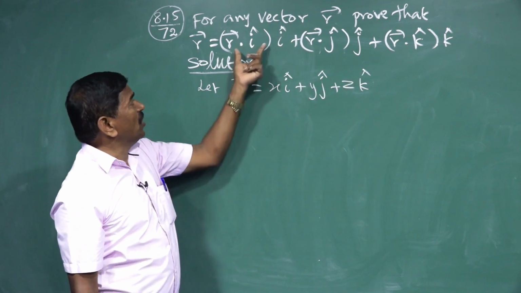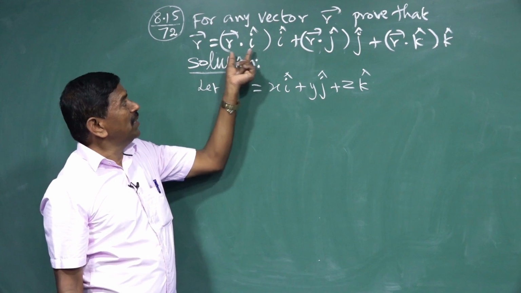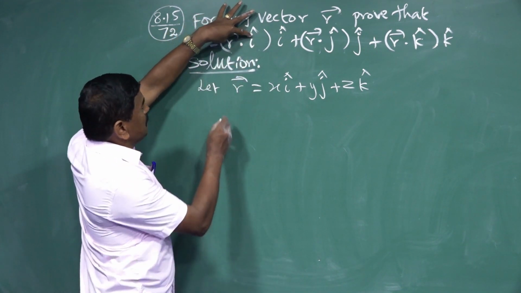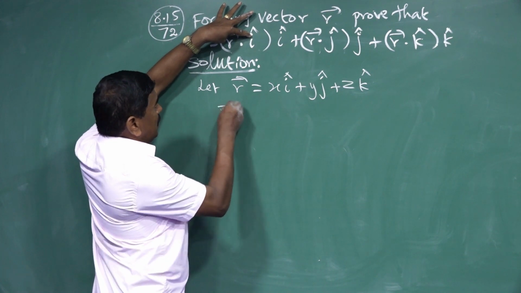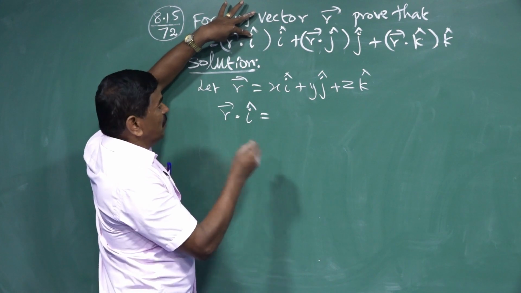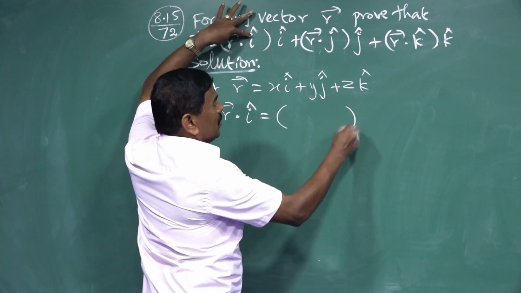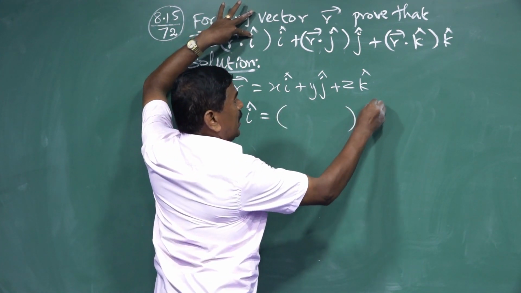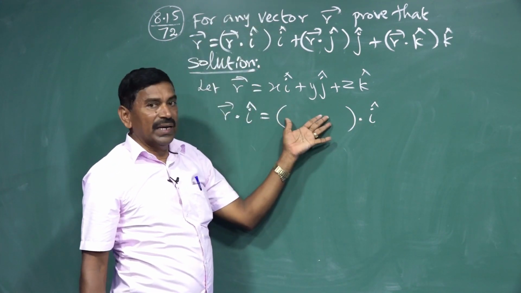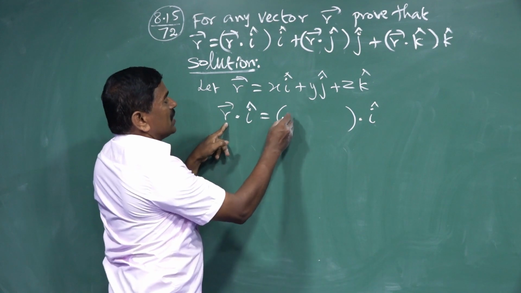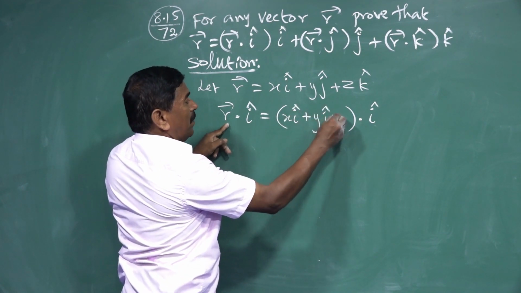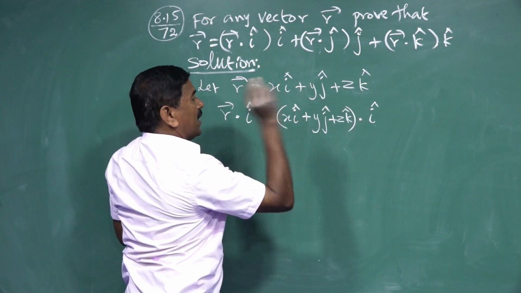Okay. Now come to the first term. In the first term, first complete the first mod bracket. What is the first mod bracket? Listen carefully. R vector dot i cap, where r vector is equal to xi cap plus yj cap plus z k cap.